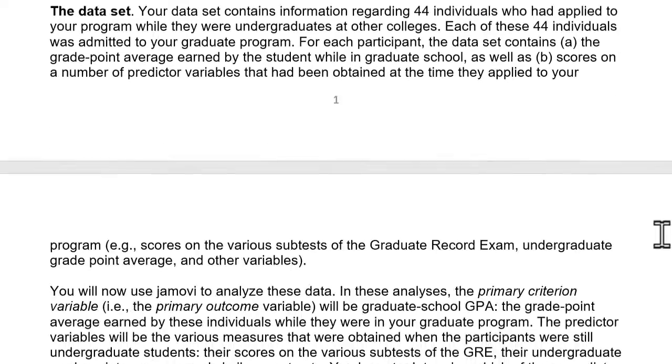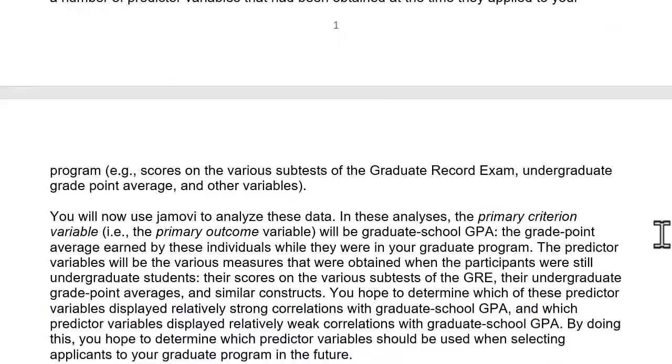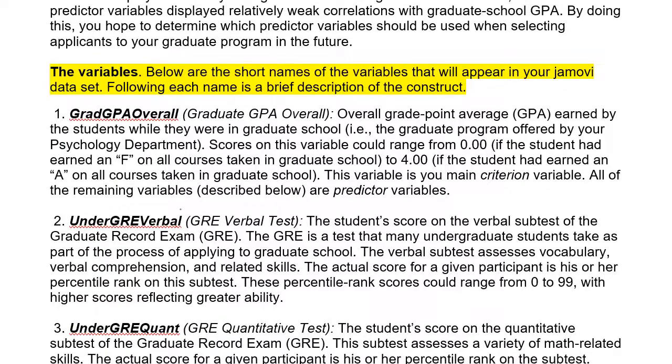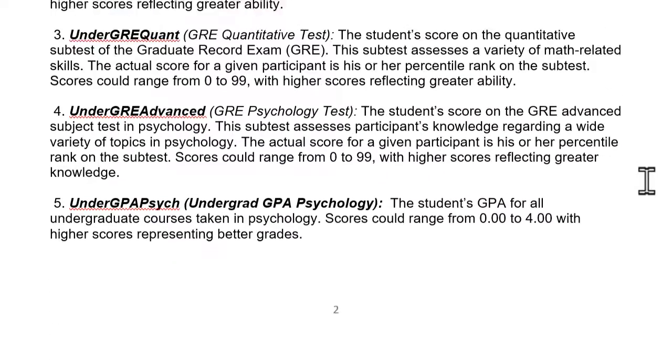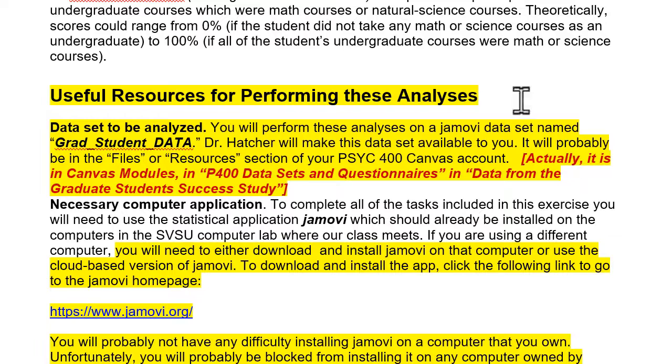Let's scroll down to the next bit of description on page 2. Halfway down page 2, the variables below are the short names of the variables that appear in your Jamovi dataset. Following each name is a brief description of the construct. You're going to analyze variables like grad GPA overall, undergraduate GPA, GRE verbal, and so forth. I'm not going to read each of those variables. They're in your document. Now, useful resources for performing these analyses.